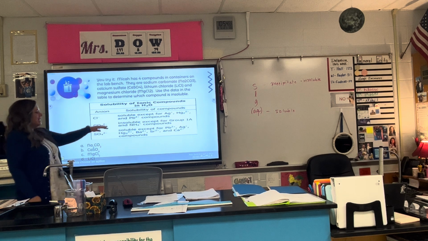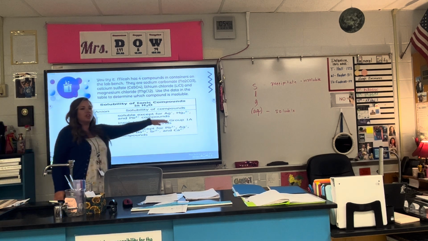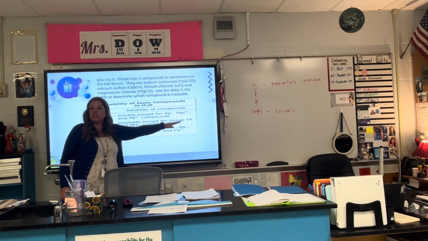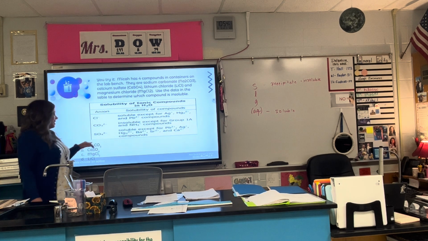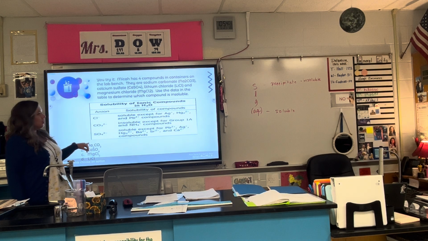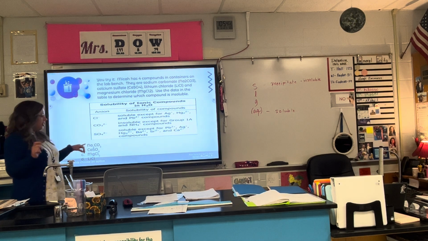So we go to carbonate. It says insoluble except for group 1A. Where's sodium? It's in group 1, right? So that means that this would be soluble. So we're looking for the most insoluble. So it's not the first one.